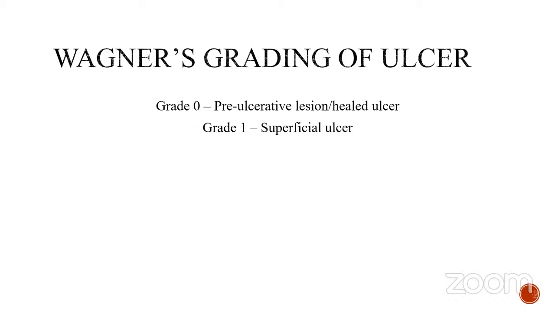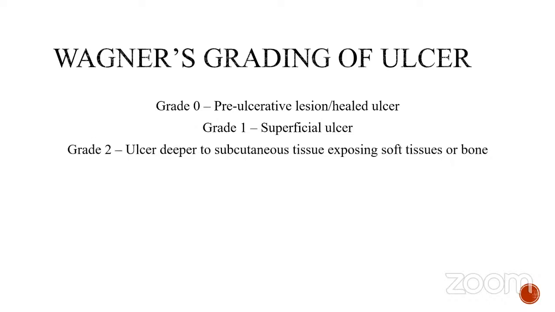If it's grade 1, superficial ulcers can be put into grade 1. Ulcers deep into subcutaneous tissue, exposing soft tissue or even bone, are called grade 2. So grade 2 is not mild. Grade 2 becomes very serious because we can see bones exposed in this ulcer, or even soft tissues exposed. It reaches deep into subcutaneous tissues, or even up to bone level. Third, abscess formation can happen, or even osteomyelitis can happen. So grade 3 becomes so severe because osteomyelitis is there.